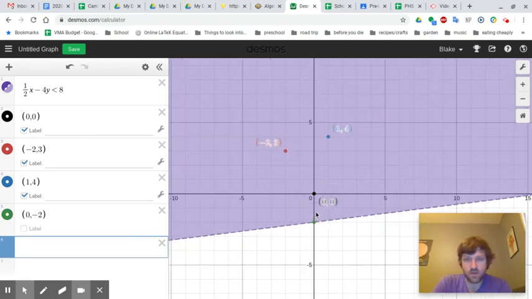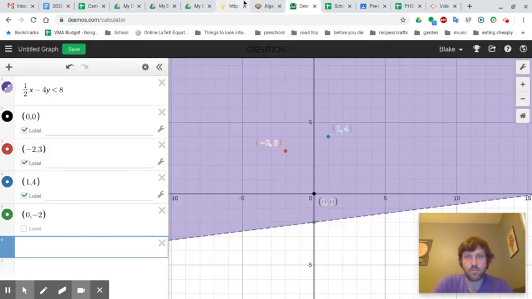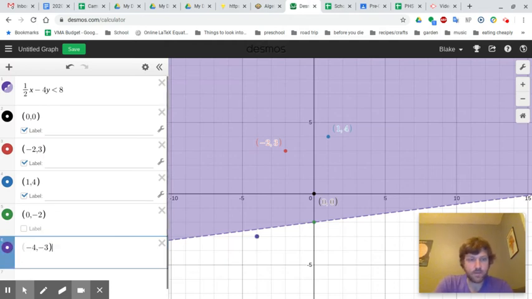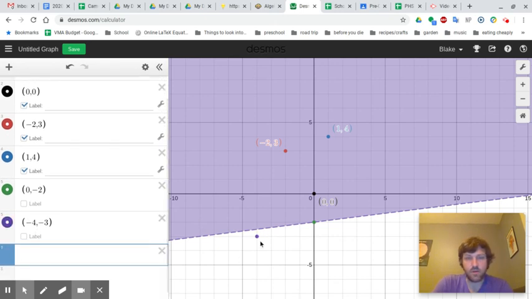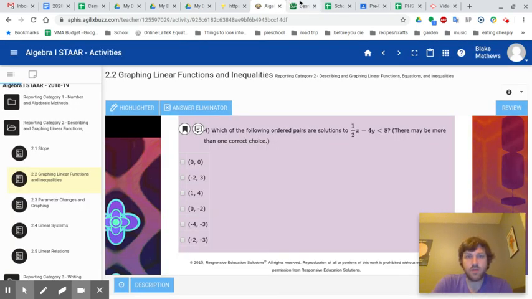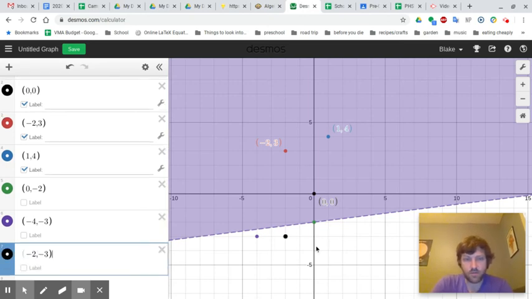Okay, now look at this. There's an issue here. This is on the line, but since it's a dashed line, that's not going to be on it. So that one's no good. And then negative 4, negative 3. Okay, that one's clearly not in the shaded area, so that one's no good. And then negative 2, negative 3. Also not in the shaded area. So these three are no.